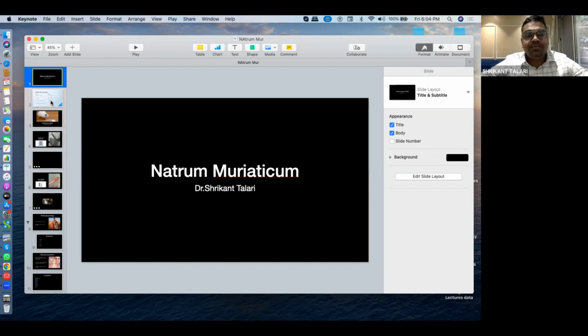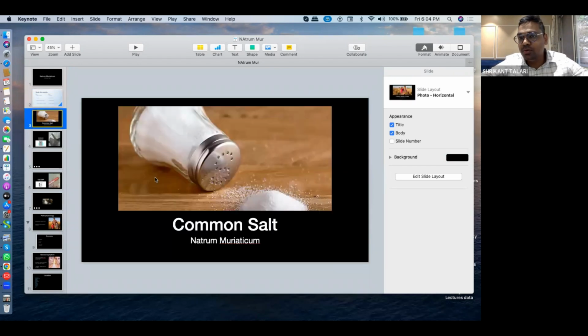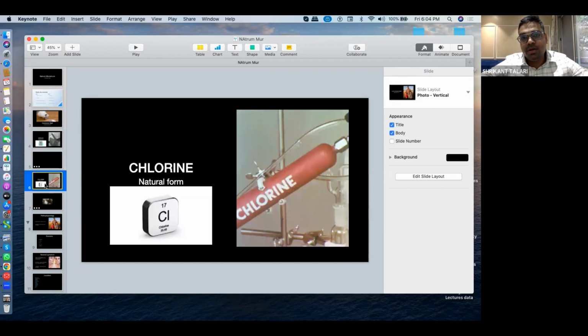Okay, so as I said last time, we should ideally study both sides of every remedy, that is the body as well as the mind. So we'll first look at the source and its properties, its history, geography, etc., and try and understand what the elements have to do. So Natrum mure basically consists of two elements, that is sodium and chlorine. Sodium and chlorine, right?